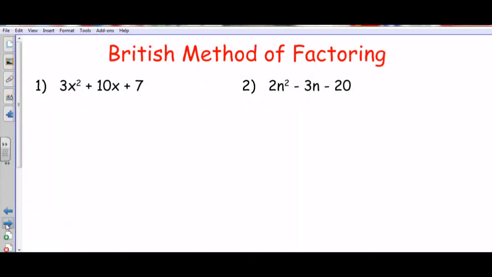So in number 1, I have 3x squared plus 10x plus 7. So the first step is to check for any greatest common factors. So between 3, 10, and 7, they have nothing in common, and they don't have any variables in common either. So I'm going to go to step 2. So that's taking my A term times my C term. So remember, your A term is the 3 and your C term is the 7. So I'm going to multiply 3 times 7, and that gives me 21.